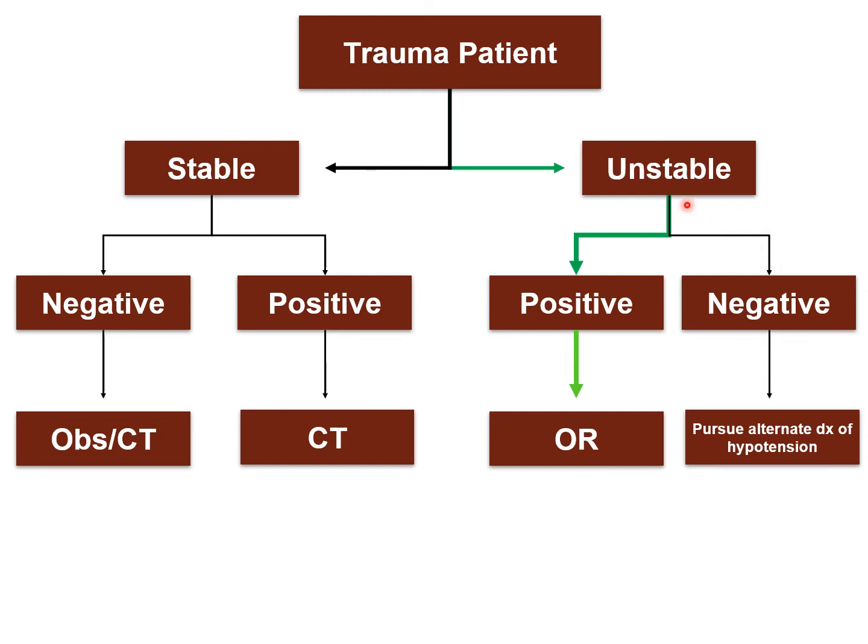Likewise, if the FAST exam was negative in an unstable patient, it meant that you could immediately start looking in other places. Is the hemodynamically significant amount of blood lost in the chest? Is it in the thighs? Is it on the floor at the scene? But you knew you didn't have to look in the belly.